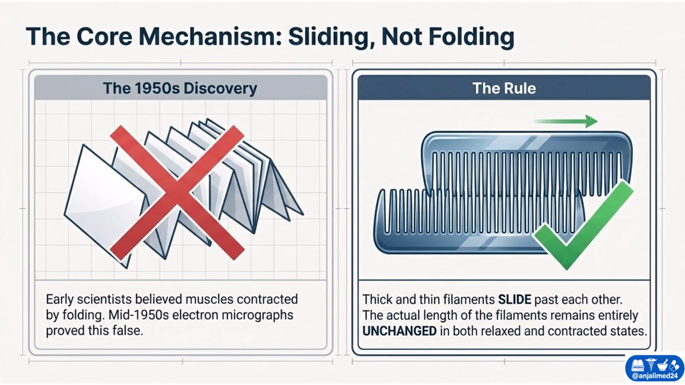The core mechanism: sliding, not folding. Now that we understand the clinical importance of ATP in muscle function, let us explore the fundamental principle behind muscle contraction itself. This slide highlights the core concept of the sliding filament theory.